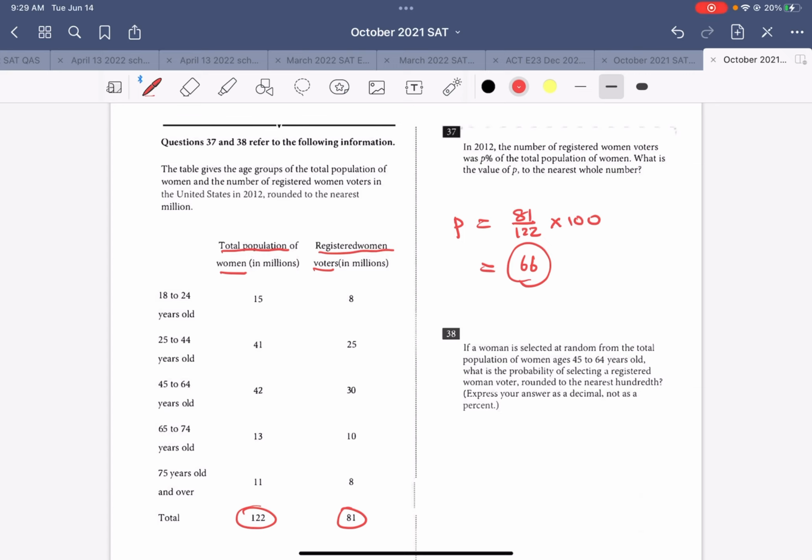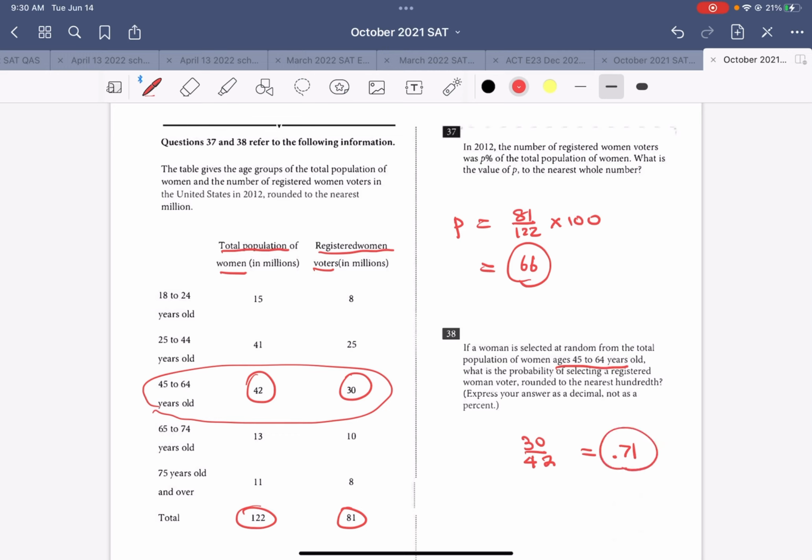Now, 38. If a woman is selected at random from the total population of women age 45 to 64, so we're talking about this row here, what is the probability of selecting a registered woman voter, to the nearest hundredth? So that's 30 out of 42, right? 30 out of 42. So what is the probability? You just compute this one, then put it in the calculator, and you get, to the nearest hundredth, 0.71. That'll be your answer.